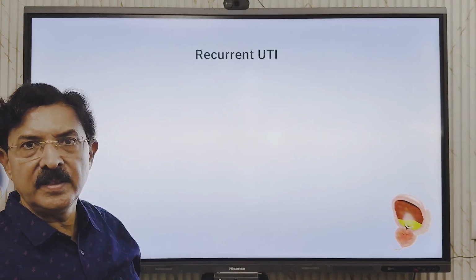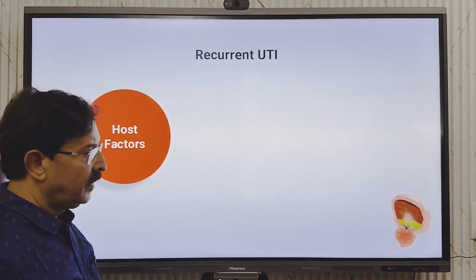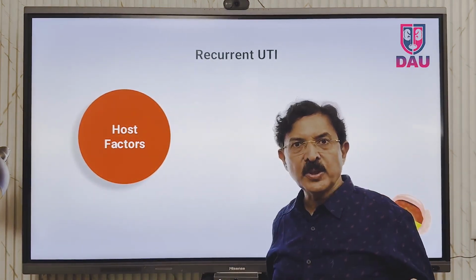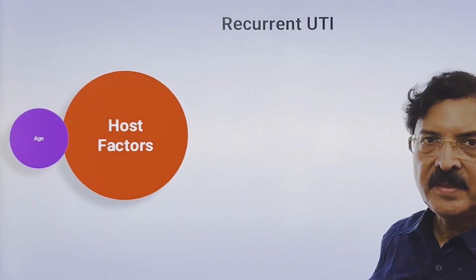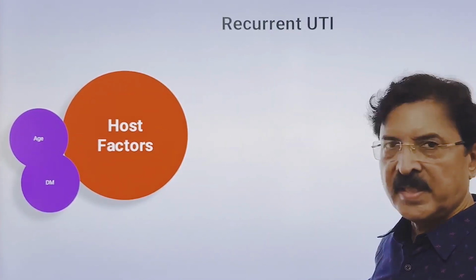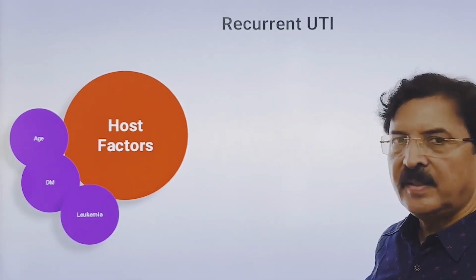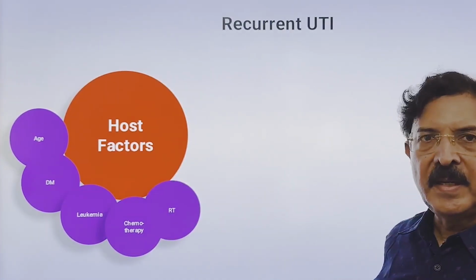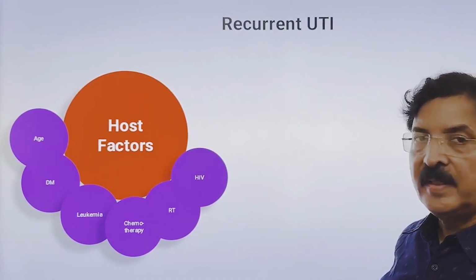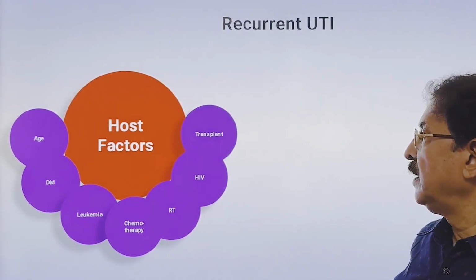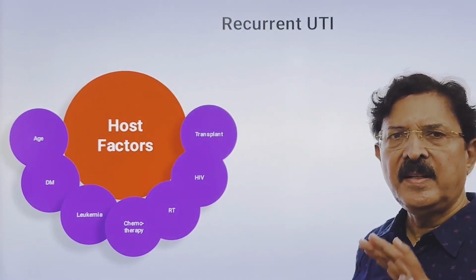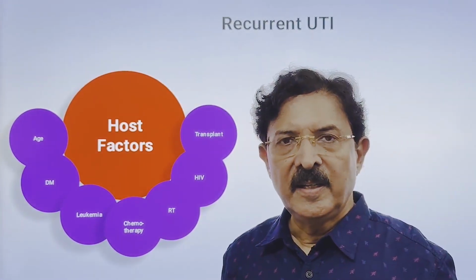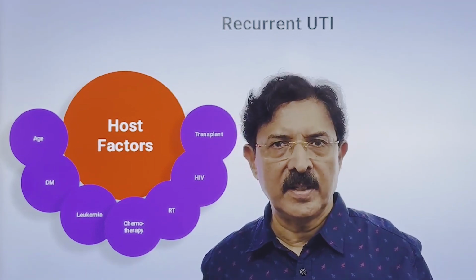Recurrent urinary tract infection, as you are well aware, can happen on account of a myriad of host factors, such as age, presence of diabetes mellitus, lymphoproliferative disorders, patients on chemotherapy, patients on radiotherapy, HIV victims, transplant recipients, and many such similar factors which reduce the infection fighting potential of an individual.